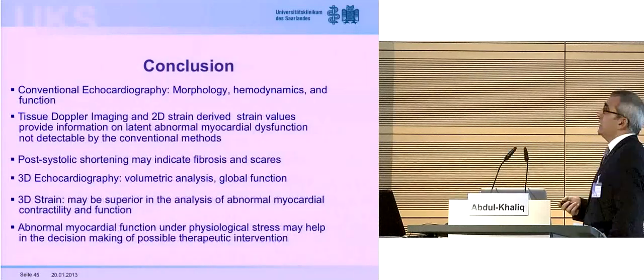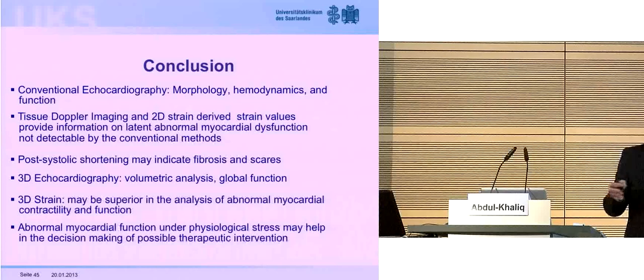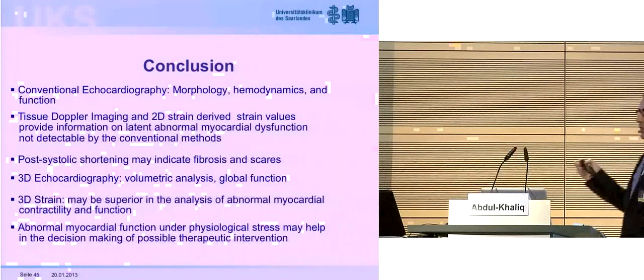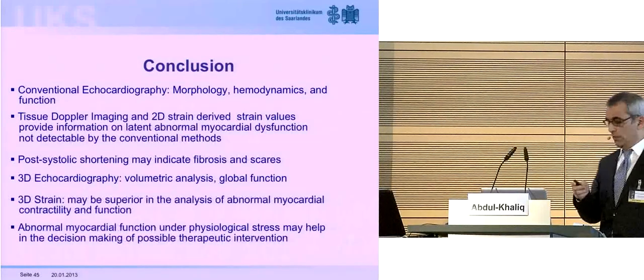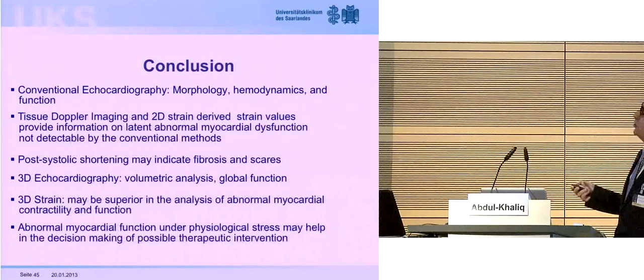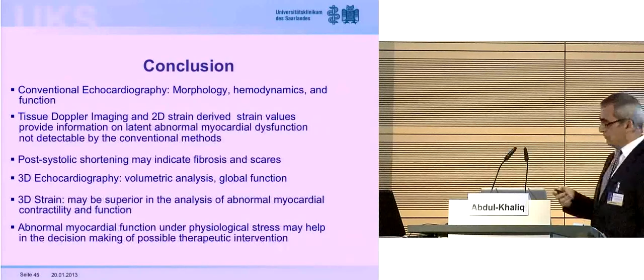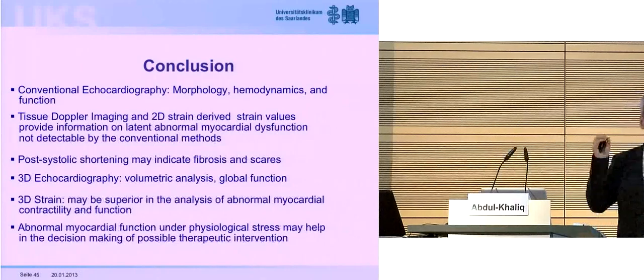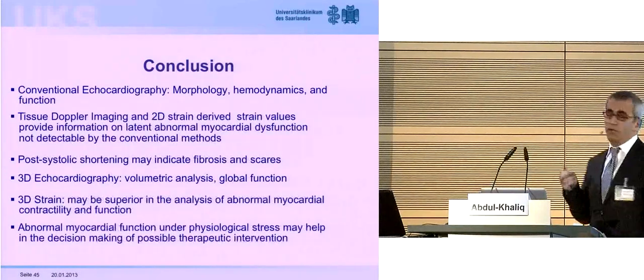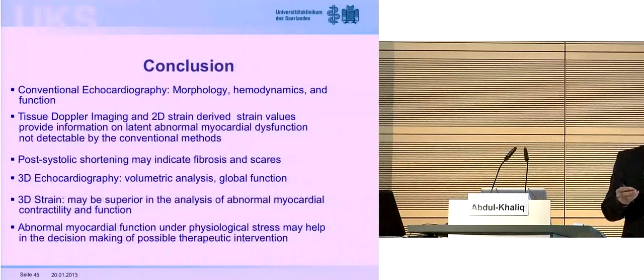So I can conclude that conventional echo for orientation, for screening the patients, maximal gradient, mean gradient, and morphology of the aortic valve is very helpful. Tissue Doppler imaging and 2D strain-derived values provide more information which is not detectable by conventional echocardiography. Post-systolic shortening, which provides information on scars and fibrosis, is a very promising method, but I also have to say that we did not detect it in pediatric patients.